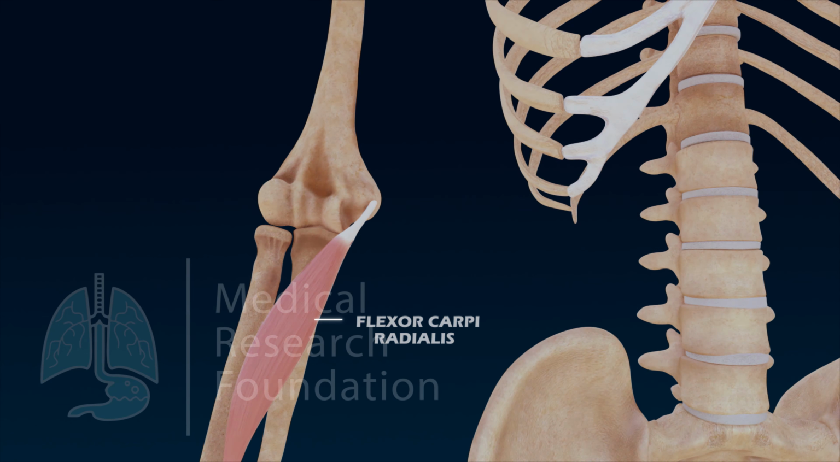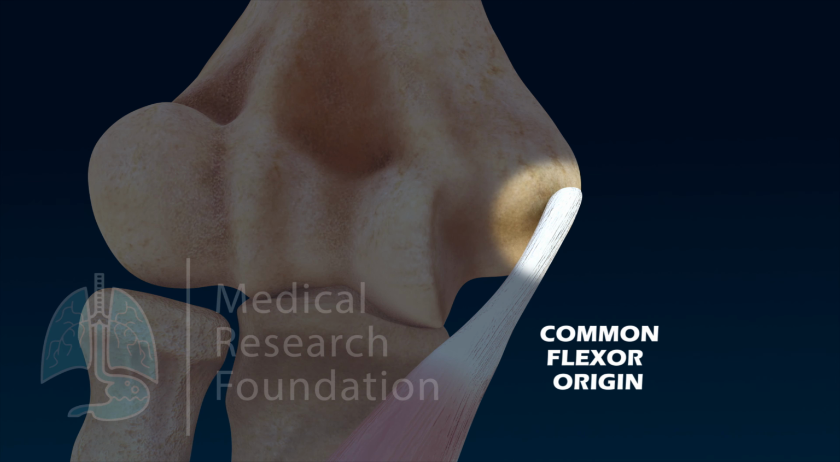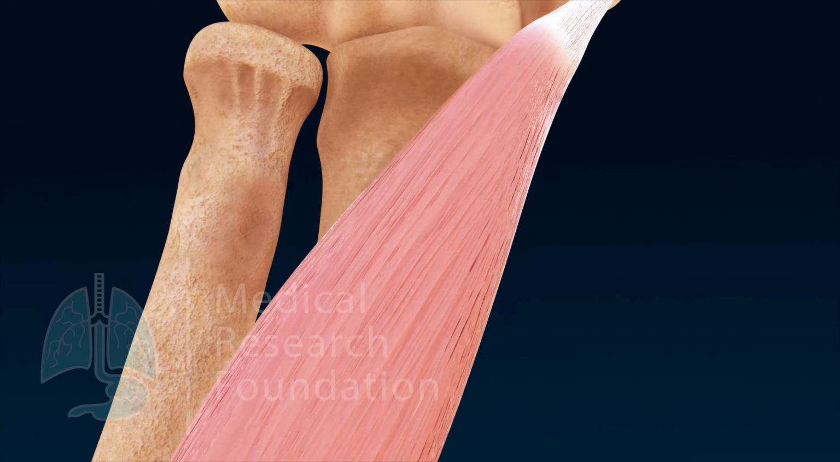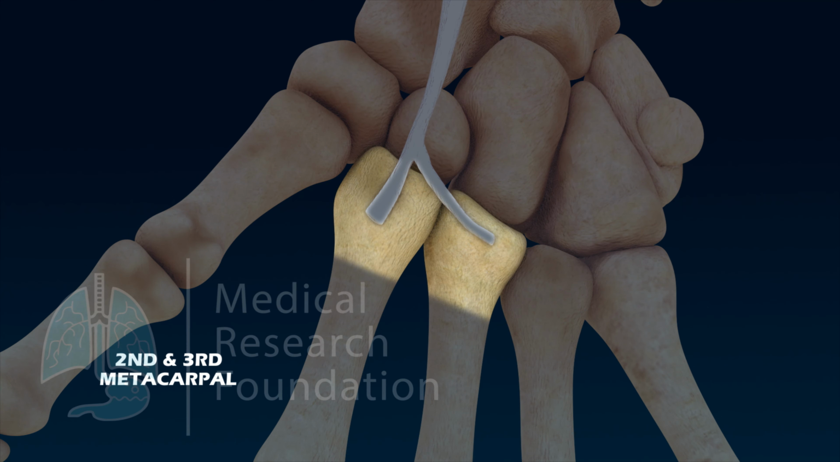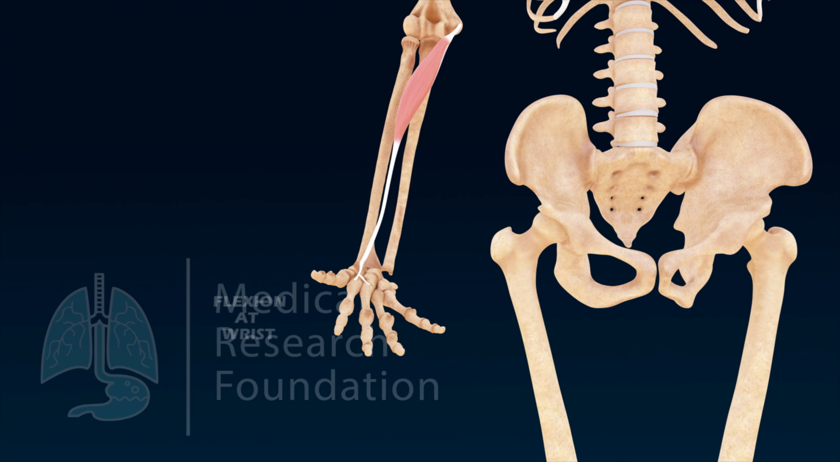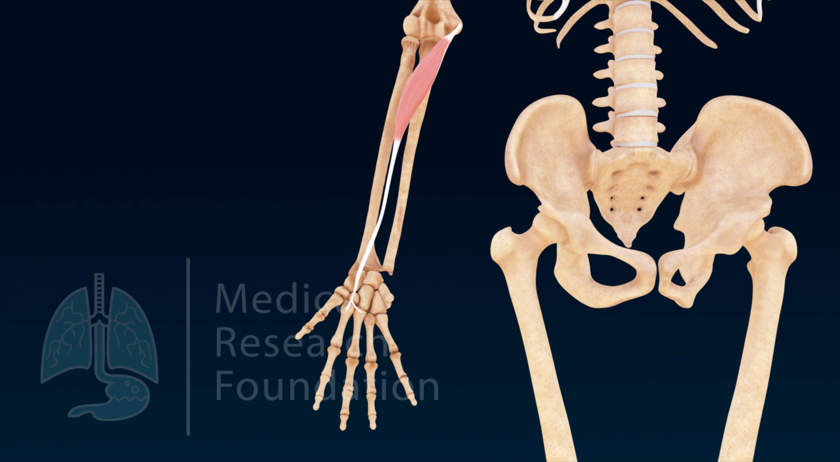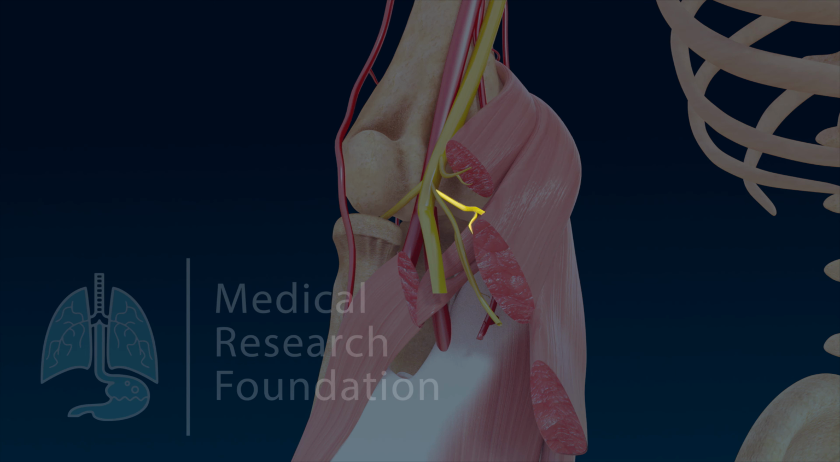Flexor carpi radialis. Origin takes place from common flexor origin. Insertion takes place at bases of second and third metacarpal. Action: causes flexion at wrist and radial deviation of hand, and is supplied by the median nerve.